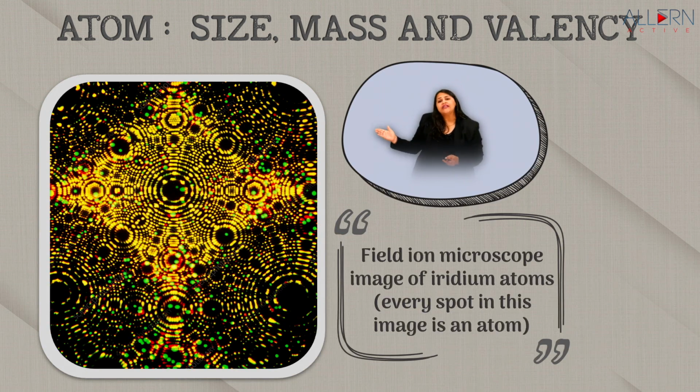Initially it was only the scientists who used to bring up theories, who used to bring up postulates. But now, when science has advanced, we have field ion microscopy techniques, which give us these dot-like structures over here, which are nothing but the image of the atoms of iridium. Every spot that you see over here is the structure of an atom, and that's how we understand that an atom is circular in shape.